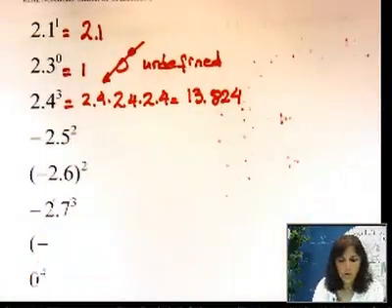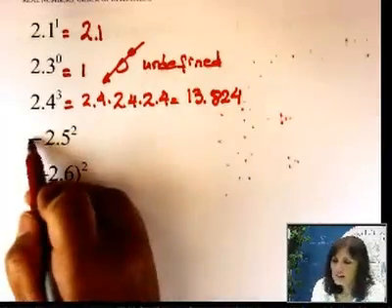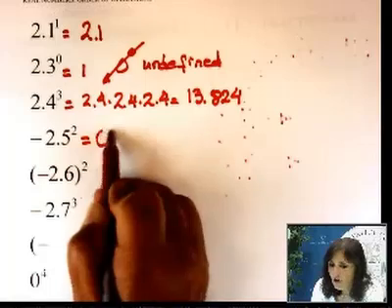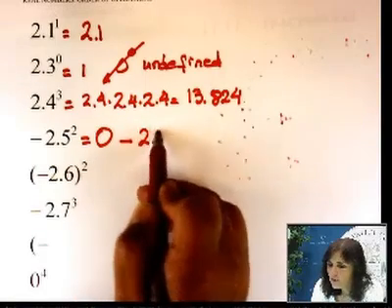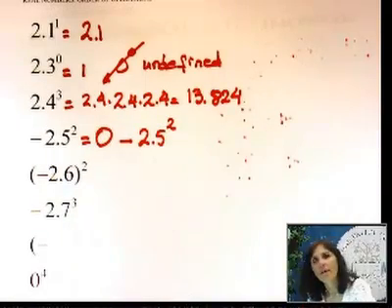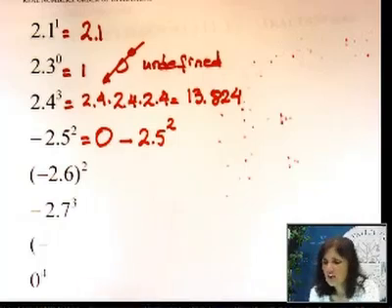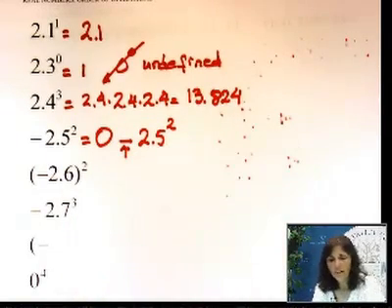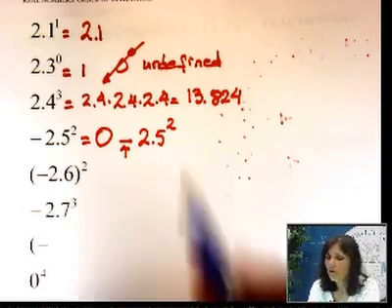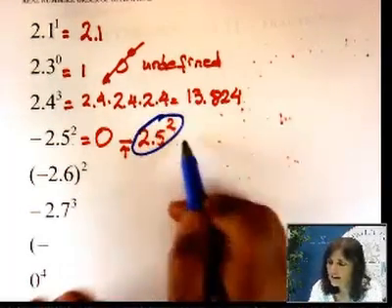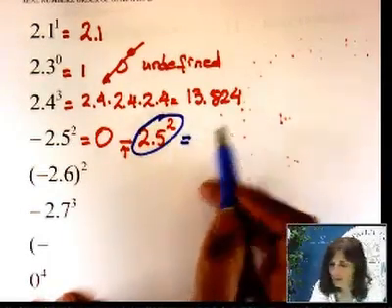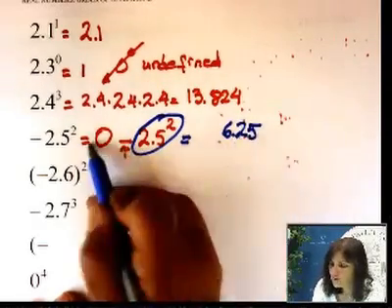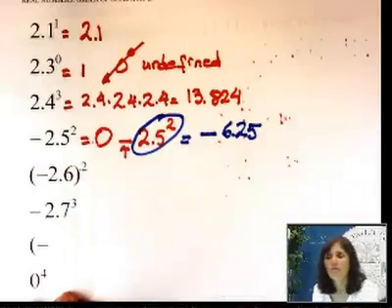Now, this one is important. When you see something negative and there's an exponent, think about it as like 0 minus 2.5 squared. Put a 0 in front of it. That doesn't change anything. This is a subtraction. This is an exponent. Guess what? You are going to do the exponent first before you subtract. 2.5 squared is 6.25. And you're subtracting this from 0, so you're going to have a negative.